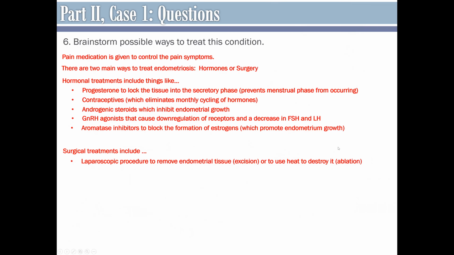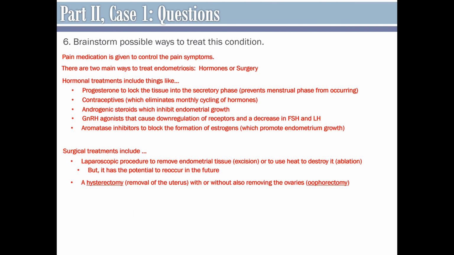Surgical treatments include laparoscopic procedures to remove the endometrial tissue, which is called excision, or to use heat to destroy it, which is called ablation. However, it has the potential to reoccur in the future. So you can undergo the surgery to have it removed, but that doesn't mean it's not going to regrow later on.